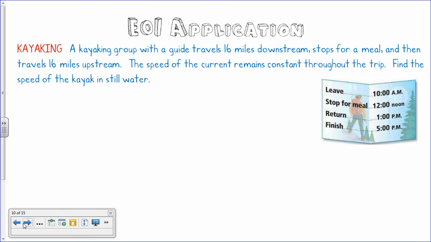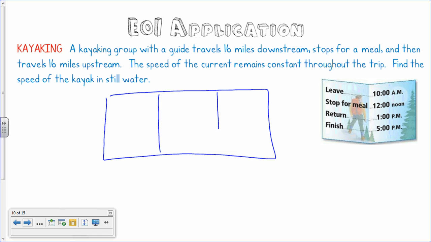Here's the next question, going similar. Kayaking group: travel 60 miles downstream, stop for a meal, travel 60 miles upstream. The speed of the current remains constant throughout the trip. Find the speed of the kayak in still water. Now, is this one a little different? Do I have to factor in the current, downstream and upstream? Can I still use the box? Yes, definitely. So I would say down and then up.